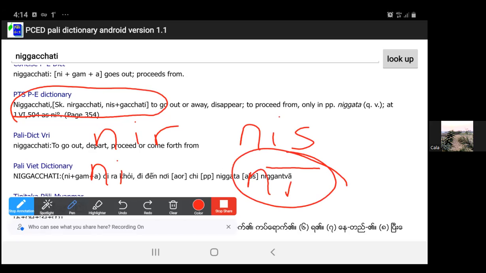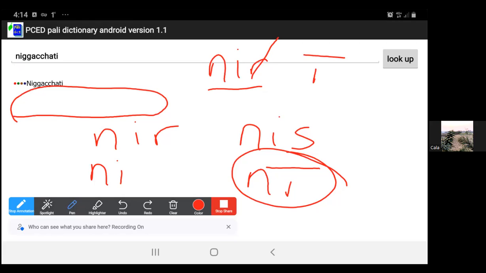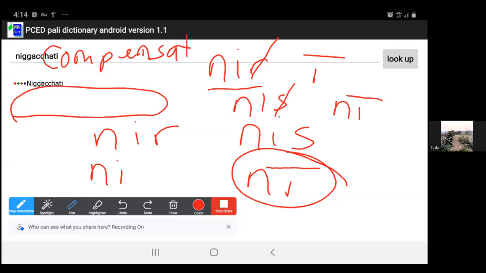It's very simple. When you have NIR, if you drop the R, you have to compensate. We call it compensation. So you have to make it a long sound. Okay. So NIS, if you drop the S sound, you have to compensate it. So you make the I a long sound. It's a special Pali grammar law. We call it the law of compensation. When you take away something, you must compensate for it. So if you take away the R sound, you must make it a long sound. So if you take away the S sound, you must compensate with a long sound.